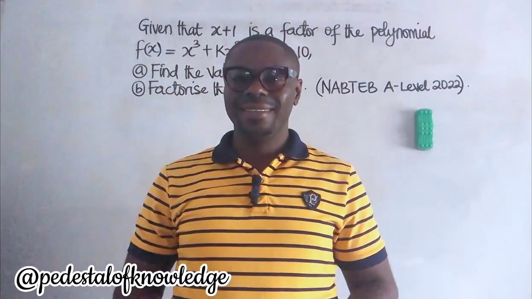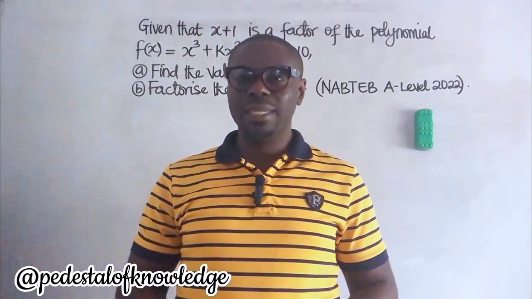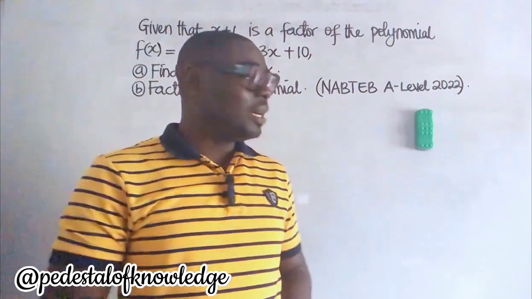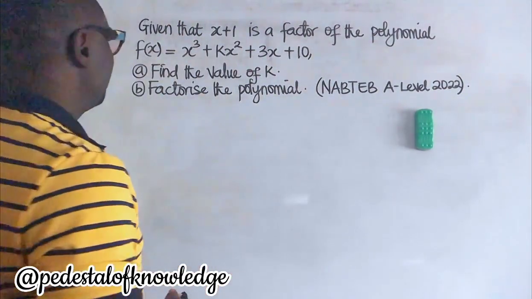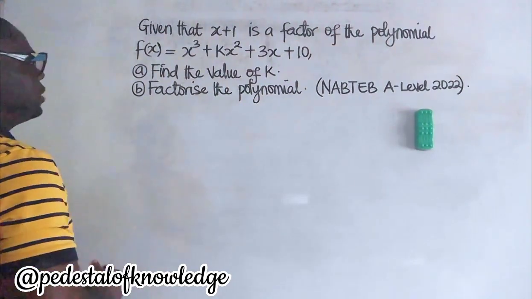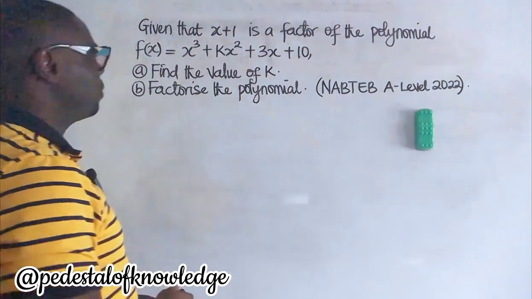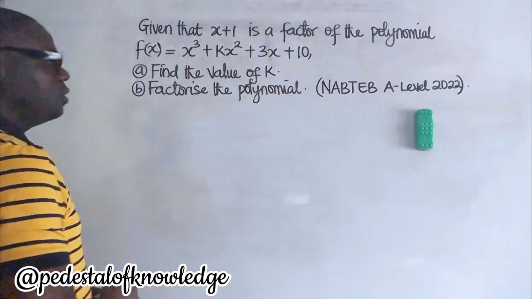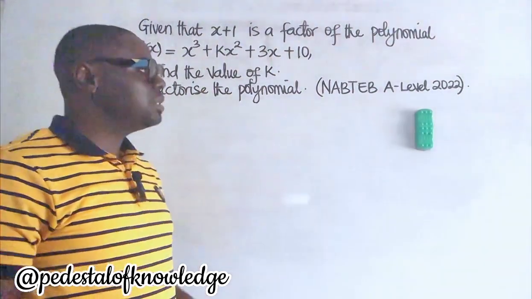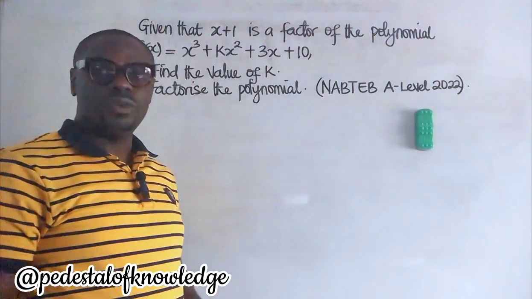Hello guys, let's look at how to solve problems involving polynomials. Given that x plus 1 is a factor of the polynomial f of x equal to x raised to power 3 plus kx squared plus 3x plus 10, find the value of k and then factorize the polynomial. This question is from NAPTEB Advanced Level Exam 2022.